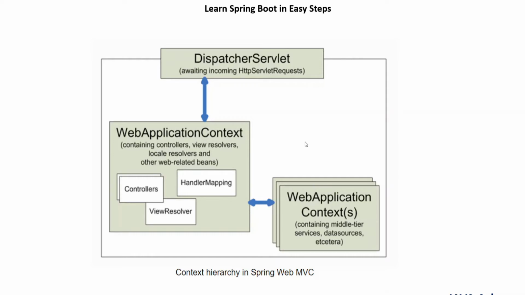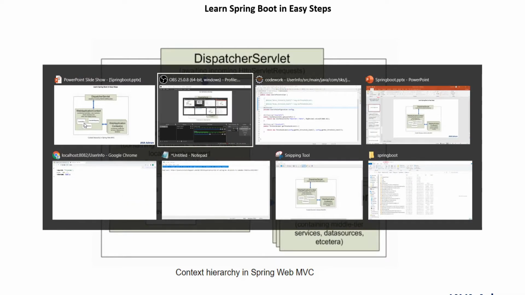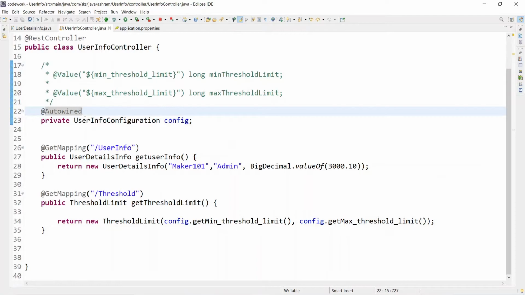Let's go to the code and see how it works, both auto configuration and the dispatcher servlet. So let's go here and see, this was our default program. Let me close this out and run this application.